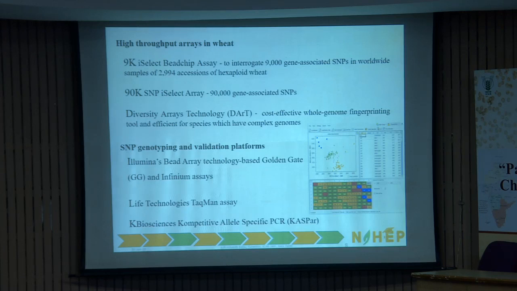Which one? The one I forgot. Diversity Array Technology. This also works on the principle of hybridization. When your fragment hybridizes somewhere in the genome, that can be identified, and it can be used as a marker. Once you have markers, this profile of 90K, your marker of interest is something, one marker of your gene of interest.